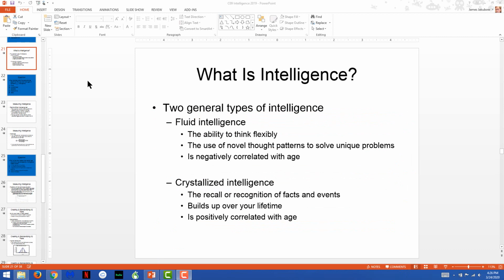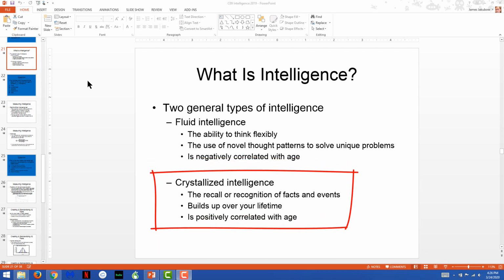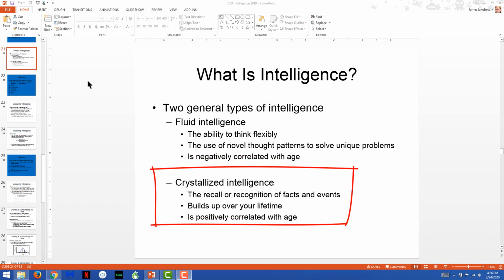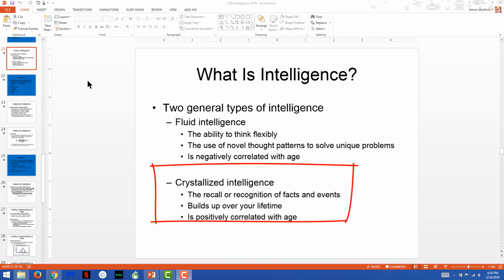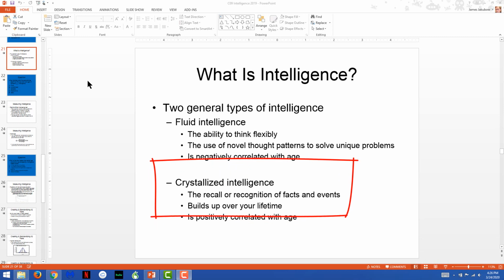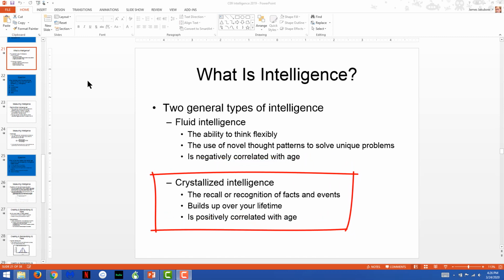Crystallized intelligence tends to be related to basic recall or recognition of facts and events. And to be very clear about this, your ability to recall or recognize facts or events is specifically from the memory chapter called declarative memory. Anything that you can declare with language is declarative memory, and that is exactly what crystallized intelligence is. It's a process of building up facts and experiences over the course of your life that you'll remember.